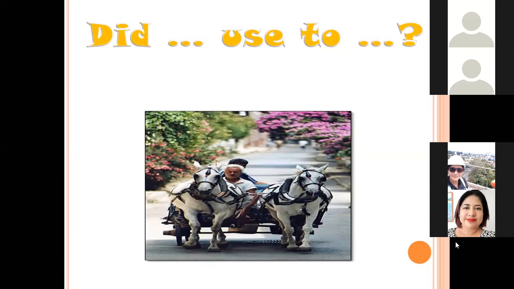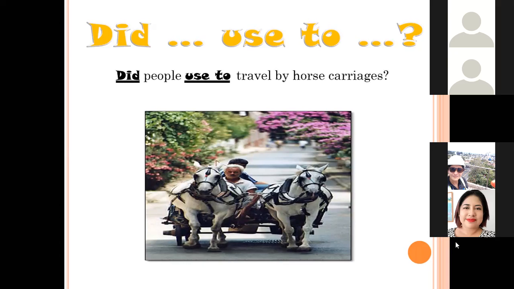How do you say carreta? A carriage, I guess. Or you can say he used to ride horses. Ride a horse, maybe. All right. Let's try to do the okay. So we can say carriages. Did people used to travel by horse carriages? Carriage. What do you think, guys? In El Salvador, long time ago, did people used to travel by horse carriage? Yes or no? Yes. Yes, they did. Very good. Okay, very good.